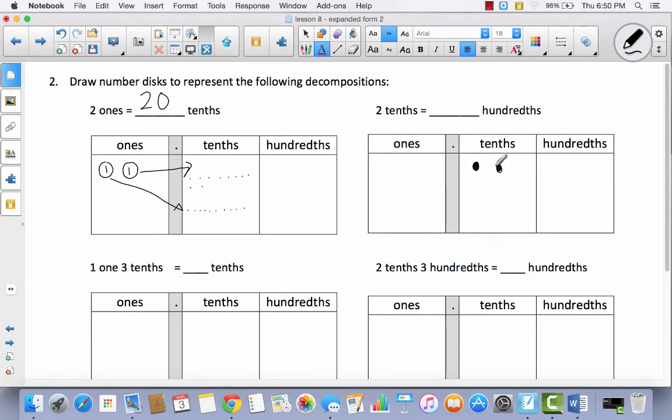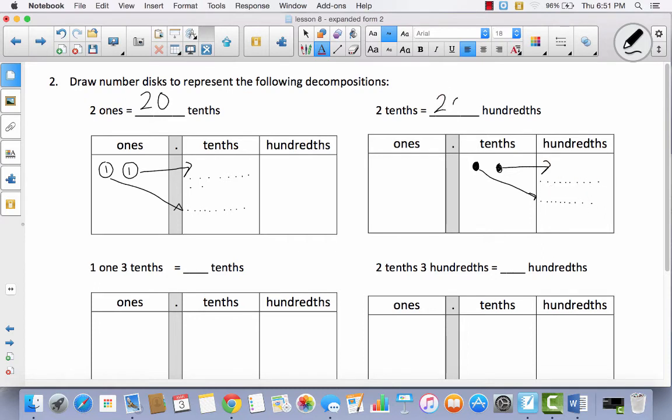Now, if I want to move these to show how many hundredths that would be, if I move them to the hundredths place, this tenth would be equal to 1, 2, 3, 4, 5, 6, 7, 8, 9, 10 hundredths. This tenth would be equal to 1, 2, 3, 4, 5, 6, 7, 8, 9, 10 hundredths. So I've got 10, 20.